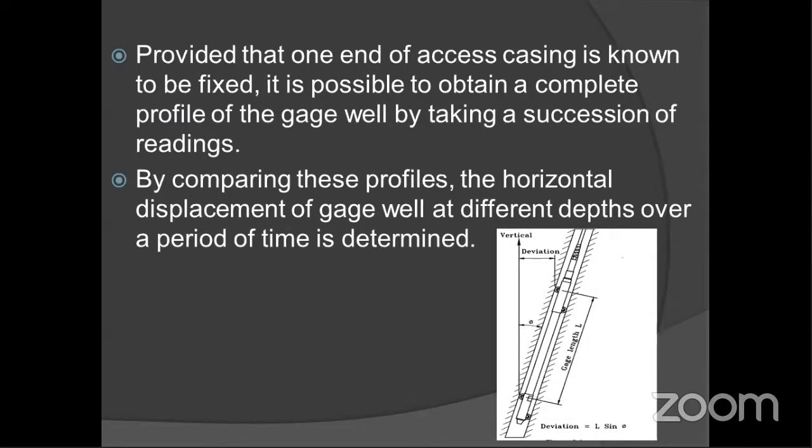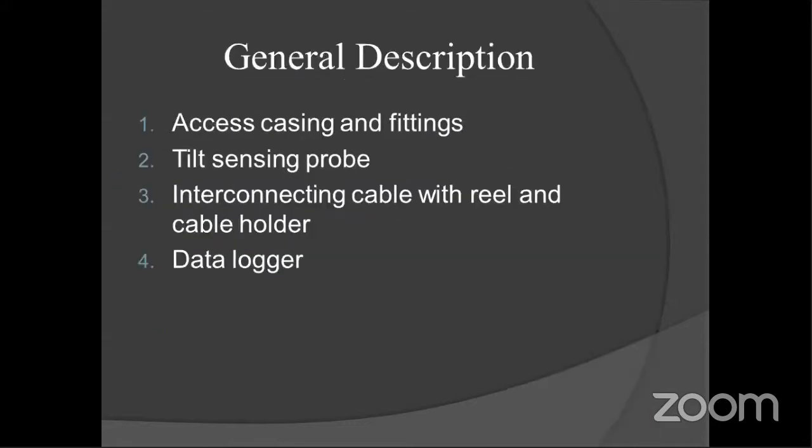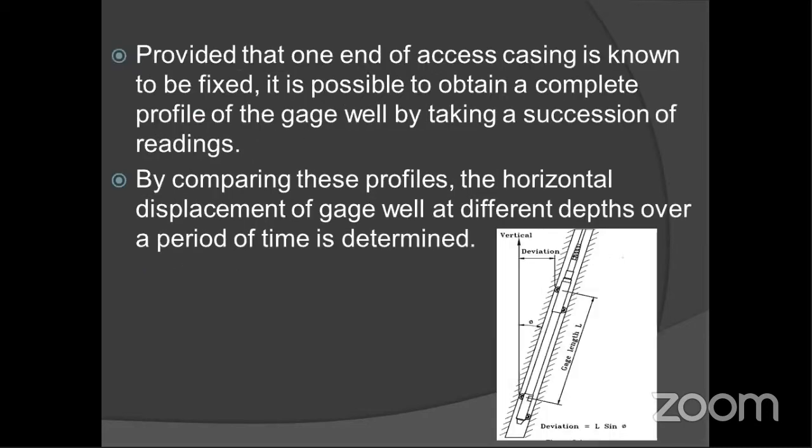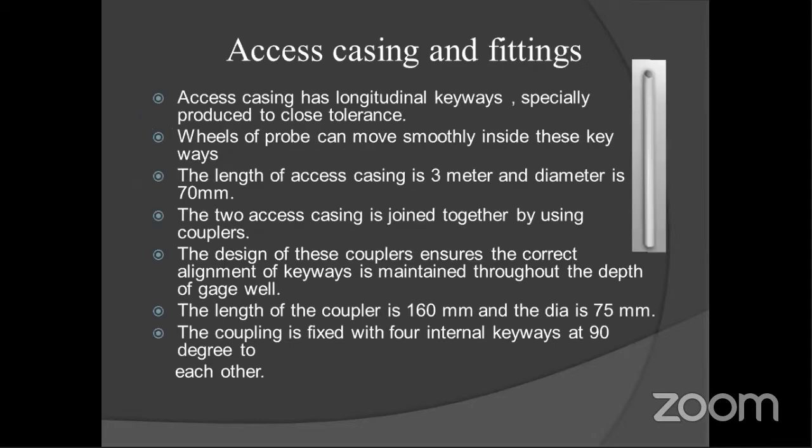This is how it works. The working process is very simple. Before seeing how we start our work, after putting that casing, we have to put this type of PVC pipe, which has grooves, keyways. It will help to put the device smoothly inside, up to the depth we want to go.